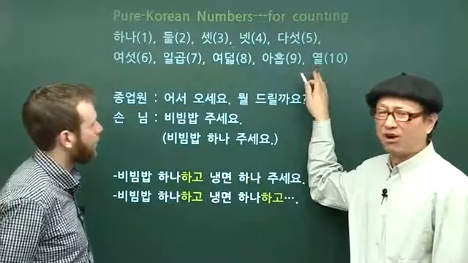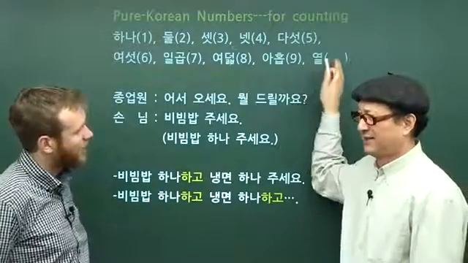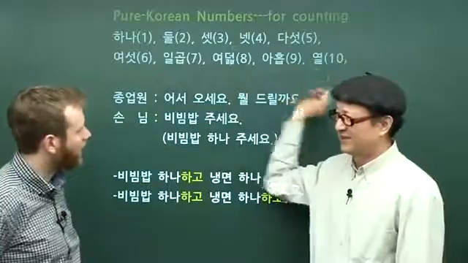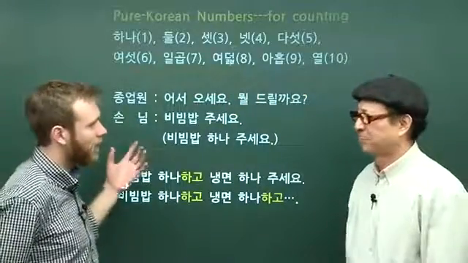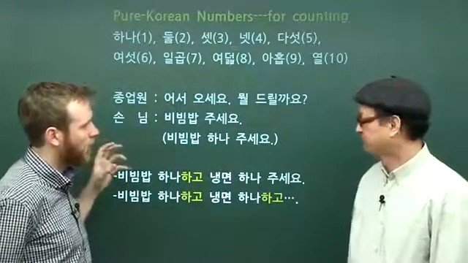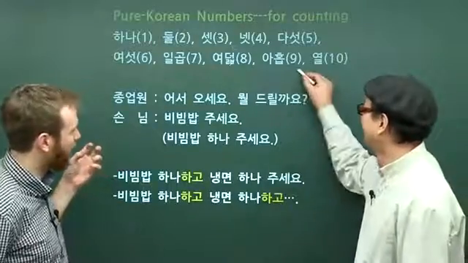그다음에 아홉, 열. 그다음에 11은 열 하나. Right. 열 둘. Yeah, after 10 gets a little easier. 20's 스물. 스물, yeah.